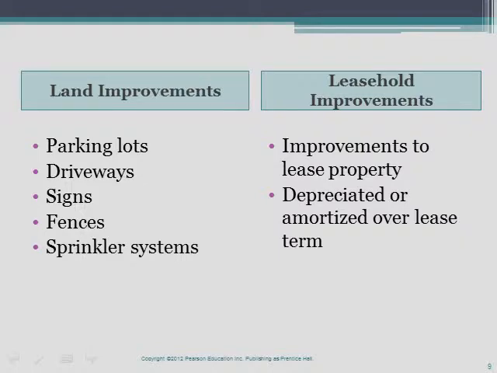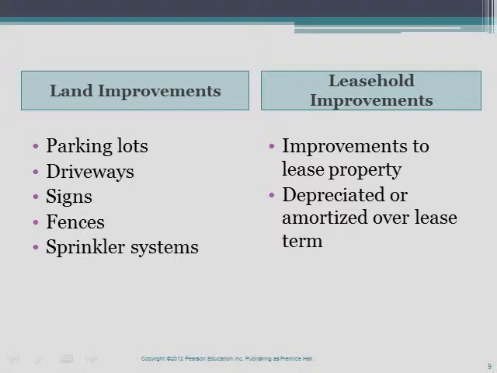The cost to pave a parking lot is recorded in a separate account entitled Land Improvements. This account includes costs for other such items as driveways, signs, fences, and sprinkler systems. Although these assets are located on the land, they are subject to decay, and their costs should therefore be depreciated.